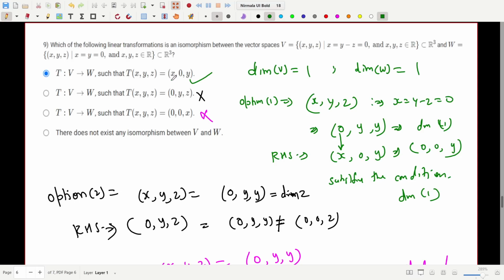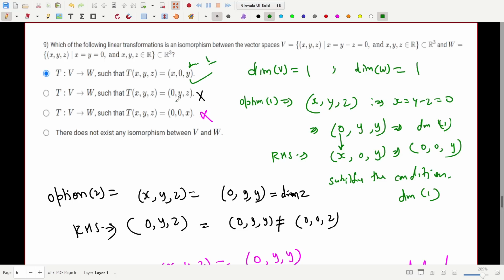The first option is saying x comma 0 comma y. Is it one dimension or two dimensions? Please check how it is explained. W is x is equal to y is equal to 0. So it is written x, but its value is equal to y and it will be 0. So it will be 0 comma 0 comma y. So here is one variable only. So this dimension is 1.